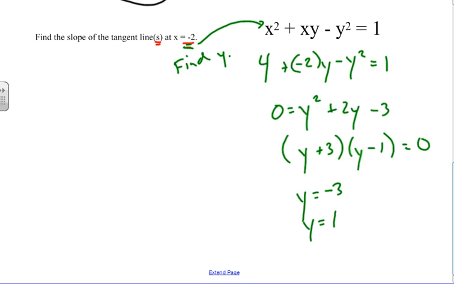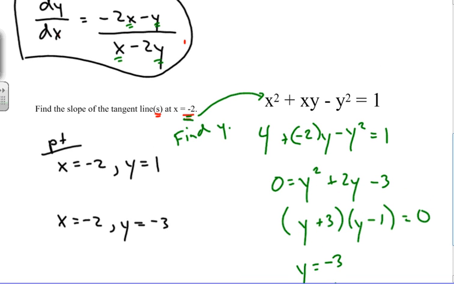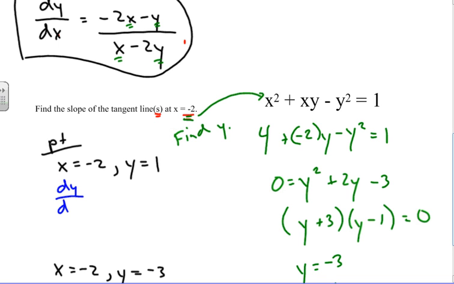So we have 2 different points we need to plug in, because we have 2 different lines. We have one, x equaling negative 2 and y equaling 1. We have the other, x equaling negative 2 and y equaling negative 3. And we're going to plug each one of these into our derivative. The first one, dy/dx for the top line.